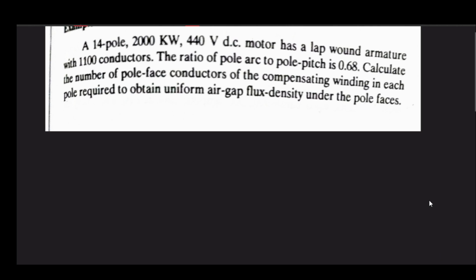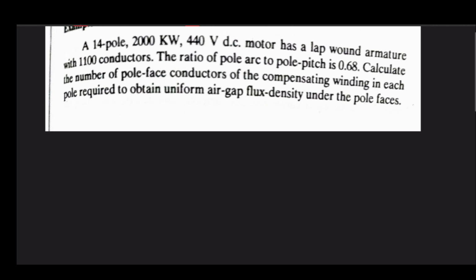Now here, for a 14 pole 2000 kilowatt 440 volt DC motor has a lap wound armature with 1100 conductors. The ratio of pole arc to pole pitch is 0.68. Calculate the number of pole face conductors of the compensating winding in each pole required to obtain a uniform air gap flux density under the pole faces. So basically here we are talking about the cross magnetizing field and the compensating winding.